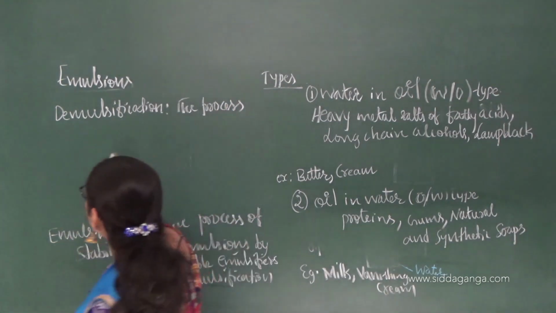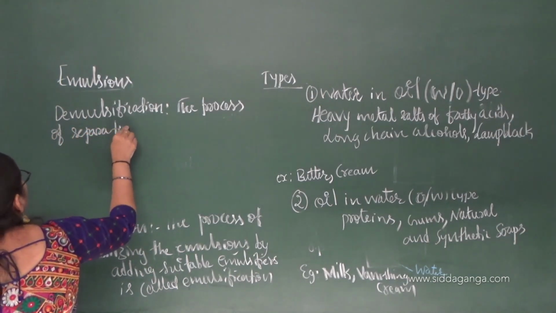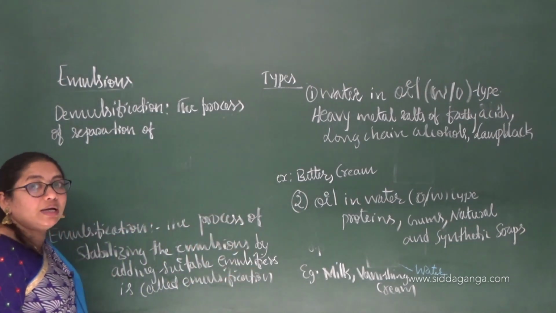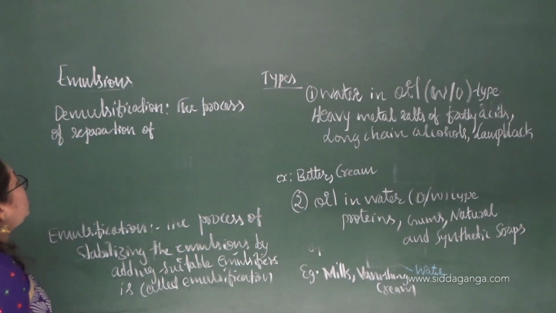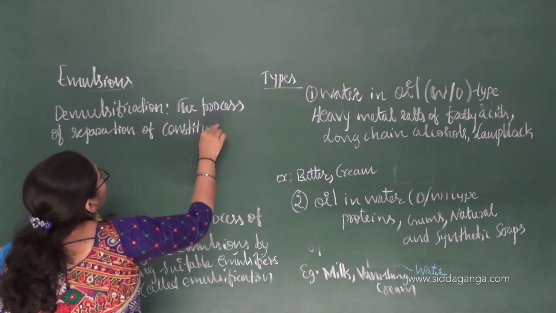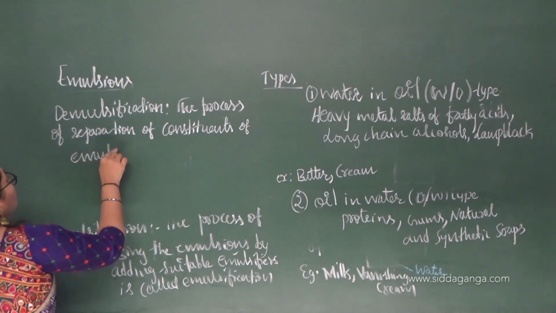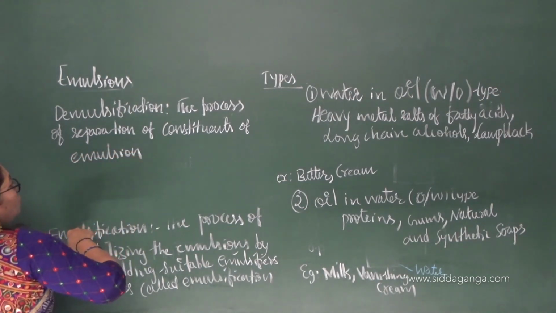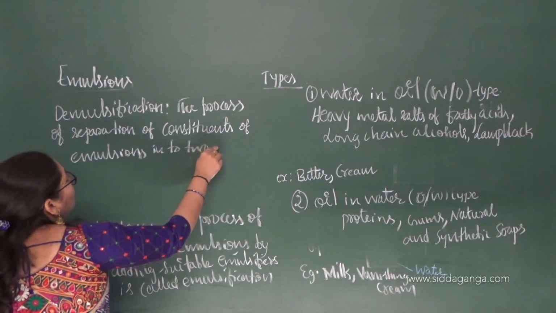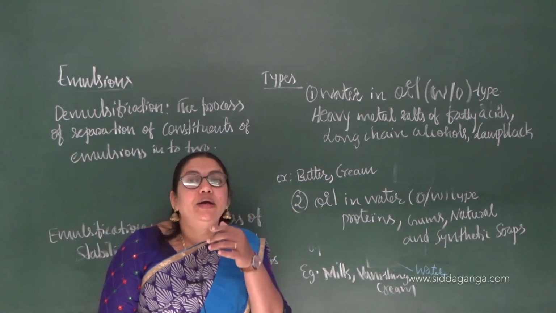It is the process of separation of, or you can say breaking off also, you can write that one. The process of separation of constituent particles of emulsions into two, because two constituents we can have. One will be the dispersive phase and one more will be the dispersion medium.